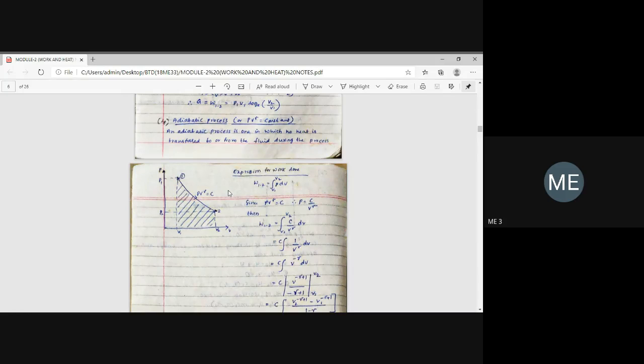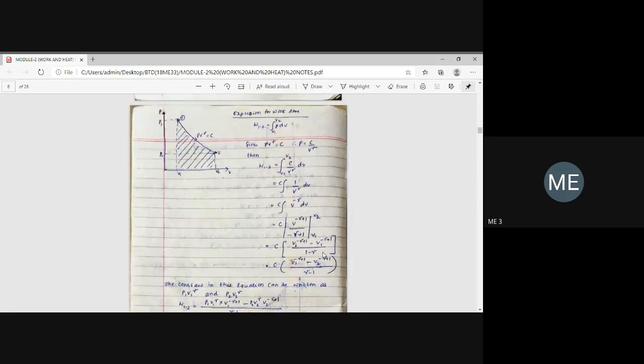Okay. Next, I'll repeat how to find the expression for work done. Already we have done this. W1 to 2 equals integration of PdV. So PV raised to gamma equals to constant, P equals to what? C divided by V to the power of gamma. Okay. Now we have to substitute the value of P as C by V to the power of gamma in equation number 1. So W1 to 2 equals integration of C divided by V to the power of gamma dV.